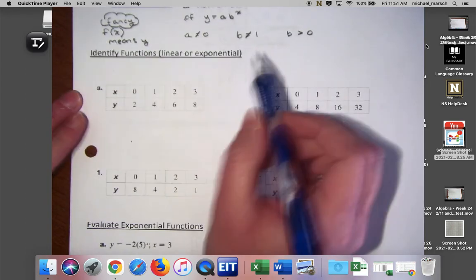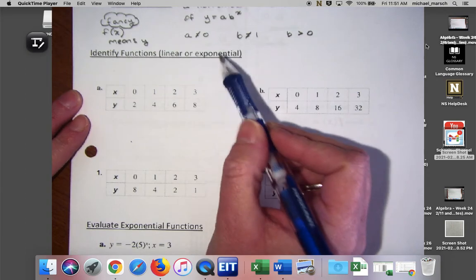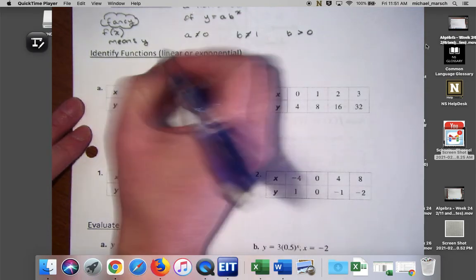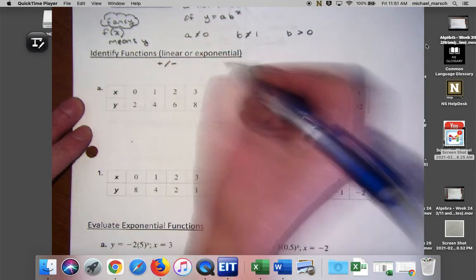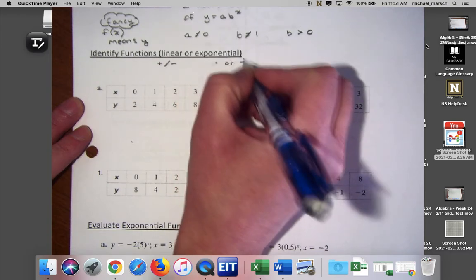Exponential, Adam, has a pattern, but it's not by adding or subtracting. It's by multiplying or dividing, and that means it's not going to be a linear graph. Okay, so underneath linear, put addition, subtraction. Underneath exponential, right, multiplication or division.